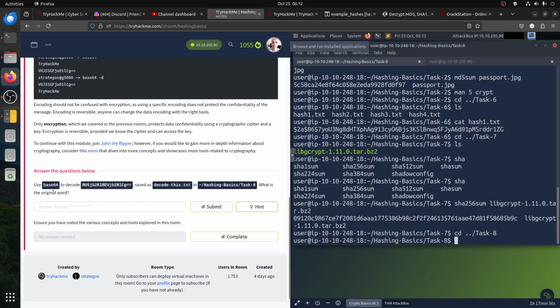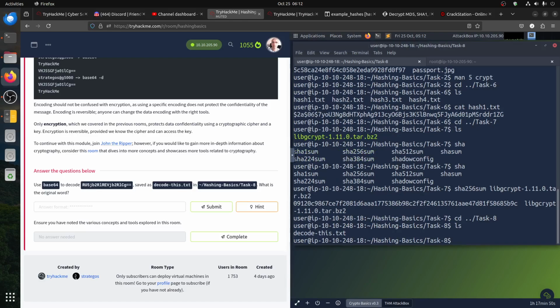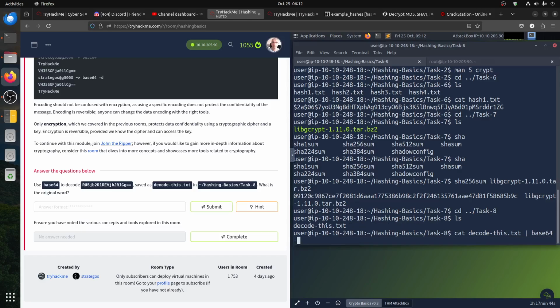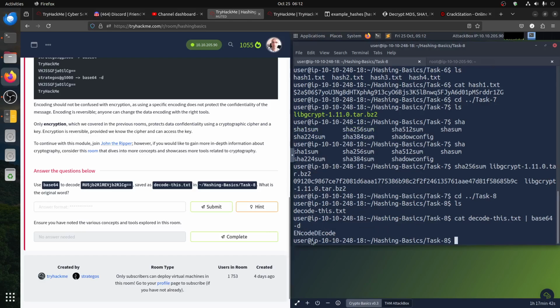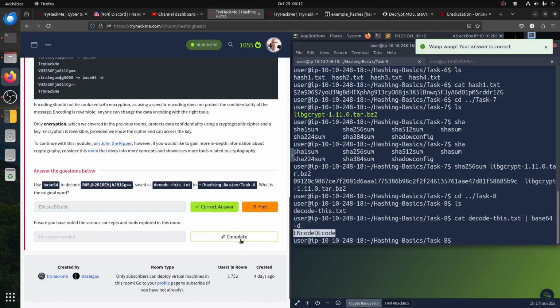So they said use base64 to decode, save it and decode this. Usually you just echo and pass it to base64, and then the -d flag to decode it, and there's encode and decode. Base64 is always needed when you do CTFs.